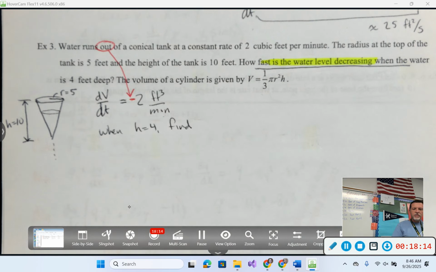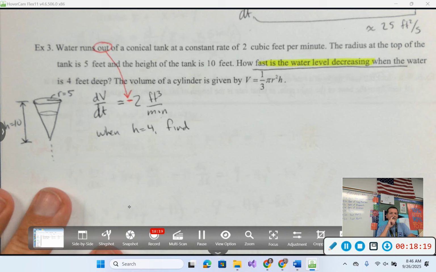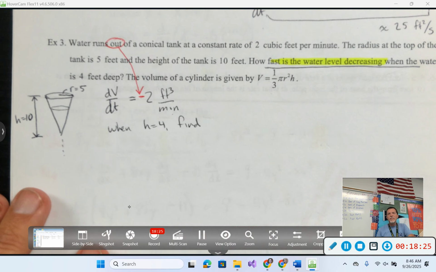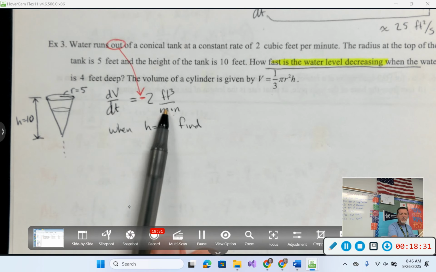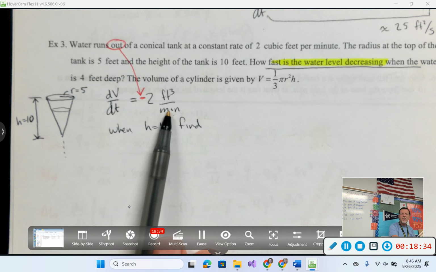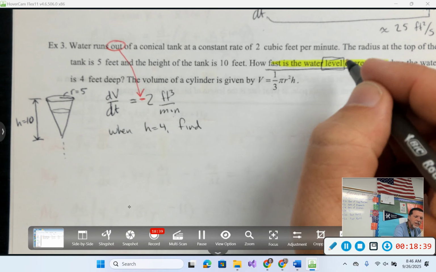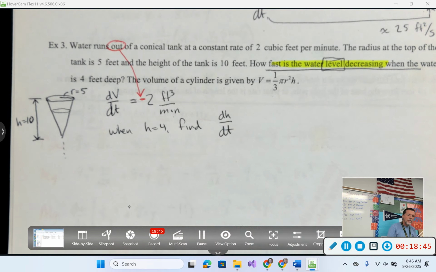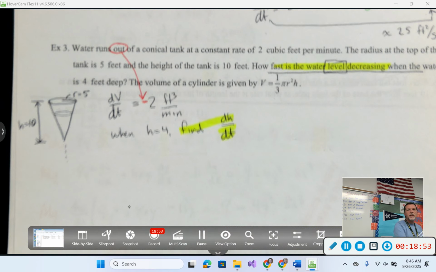How fast is the water level decreasing? The rate that what is decreasing? Okay. Use a variable. Which variable is decreasing? I already know the V is decreasing at 2 feet cubed per minute. That's the volume. It wants the level. So that would be the height of the water. So it's asking us to find dH/dt. Find dH/dt.